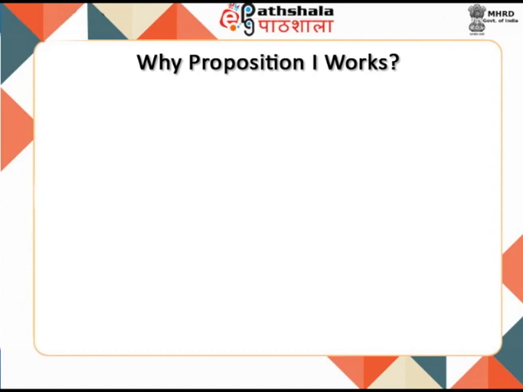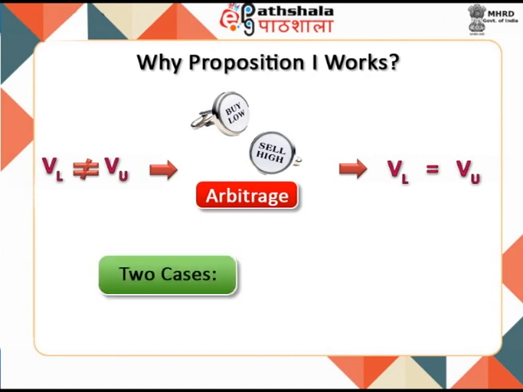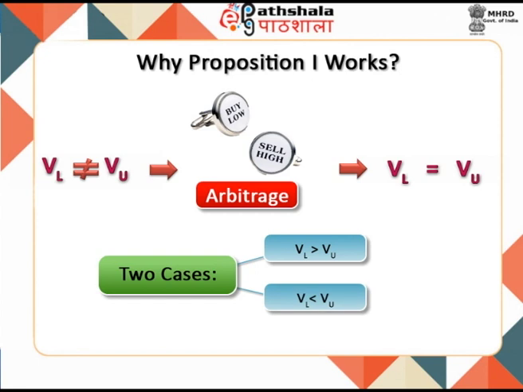It works because of an arbitrage process. Whenever the value of levered and unlevered firm are different, an arbitrage process takes place due to which the value of both the firms comes to an equal level. There may be two cases: where the value of levered firm is greater than the value of unlevered firm, and where the value of unlevered firm is greater than the value of levered firm. Let us discuss these two scenarios with the help of an example.